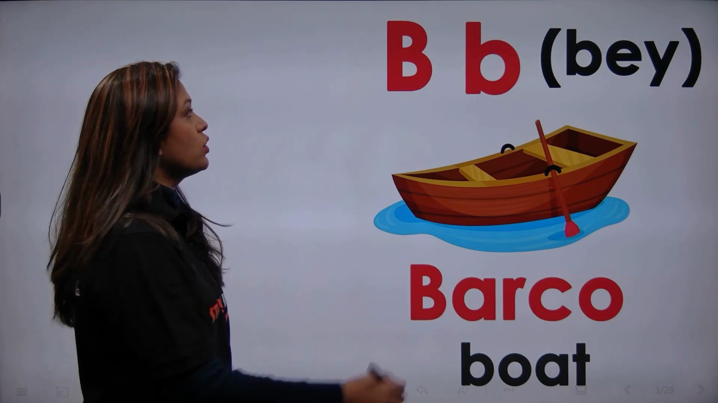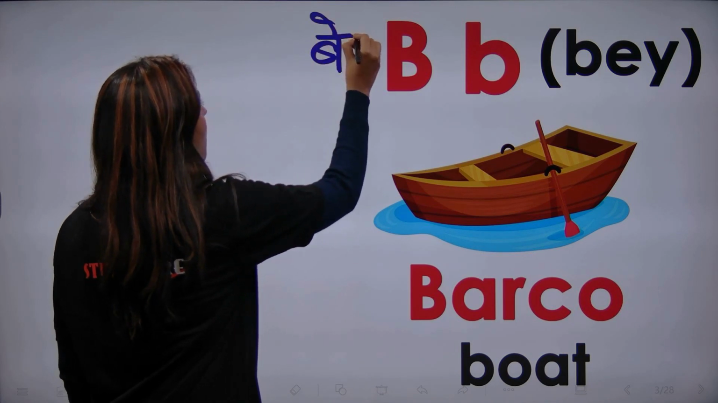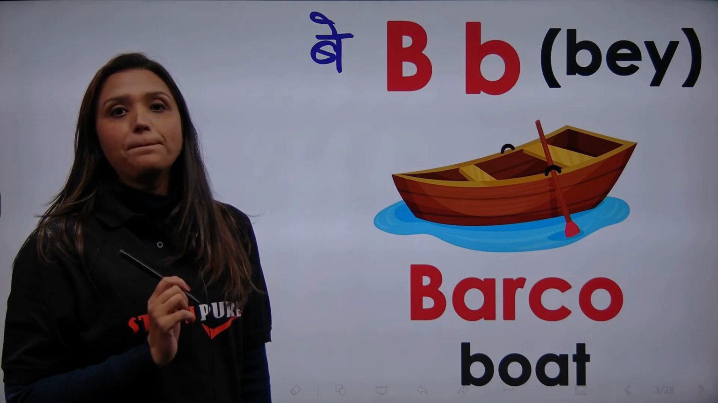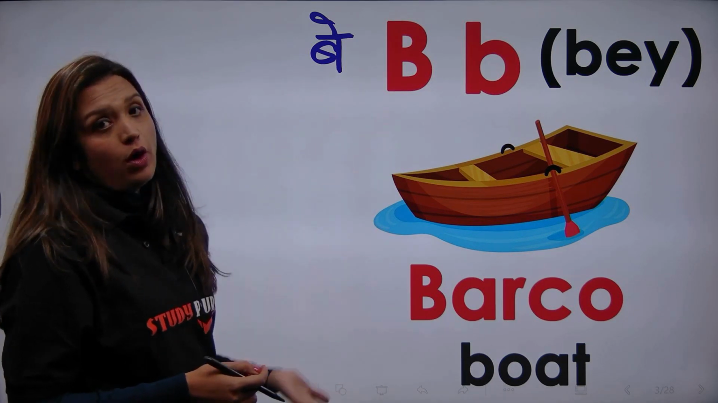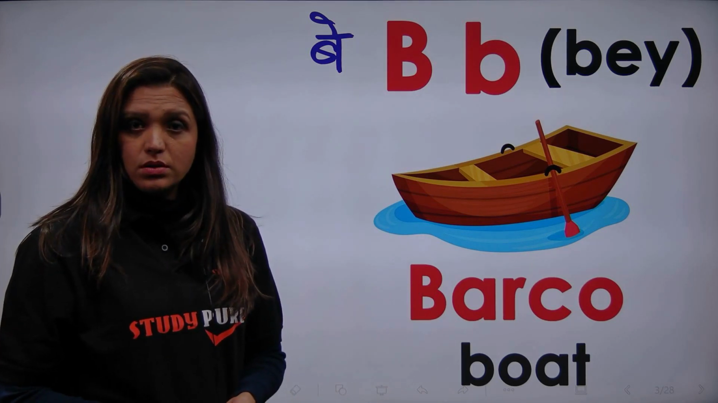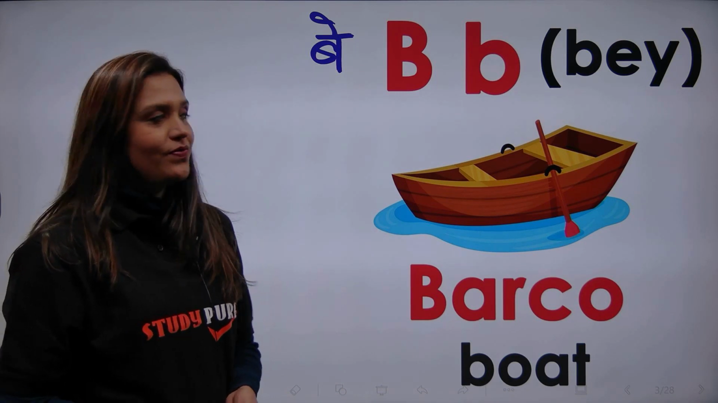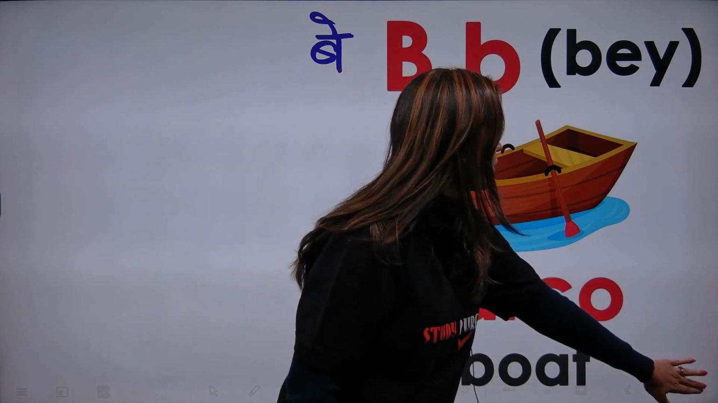B in Spanish is called be. That's a B in Spanish. B for barco. Barco is a boat. So that's be. Moving on.